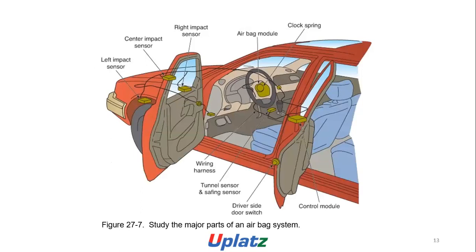Study of the major parts of an airbag system. We have the clock spring, airbag module, right impact sensor, center impact sensor, left impact sensor, wiring harness, tunnel sensor and passenger sensor, driver seat door switch, and control module.